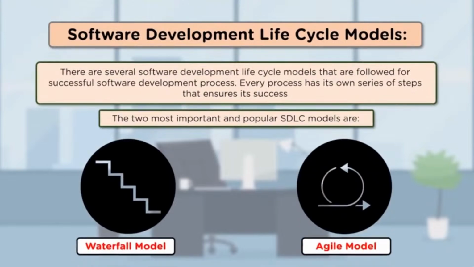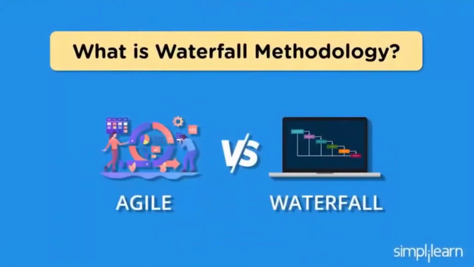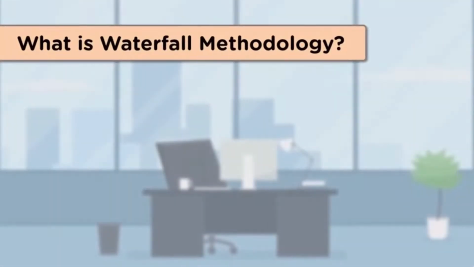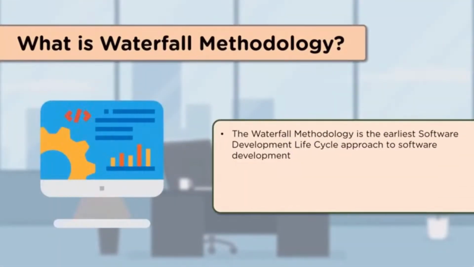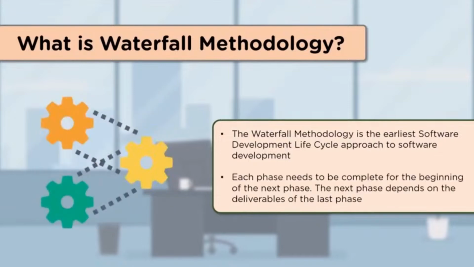So let's begin with what is waterfall methodology. The waterfall model or the waterfall methodology was the first process model to be introduced. It is a linear sequential life cycle model that is easy to understand and operate. In the waterfall model, each phase must be completed before the next phase has to begin. The next phase entirely depends on the output or deliverables of the previous phase.